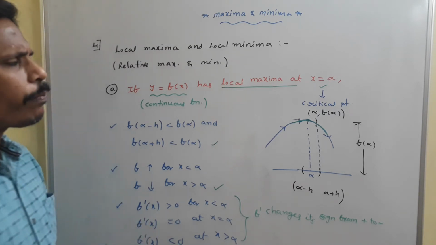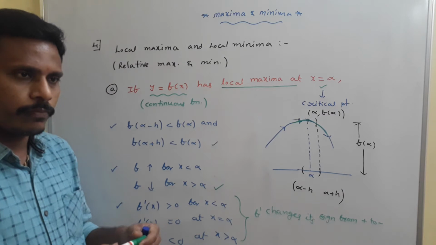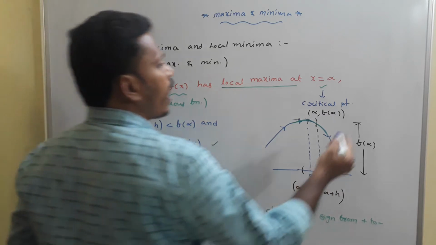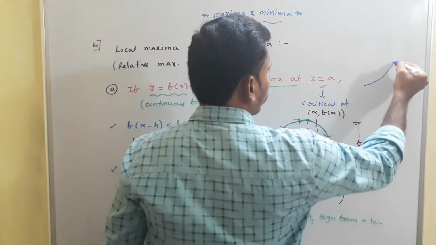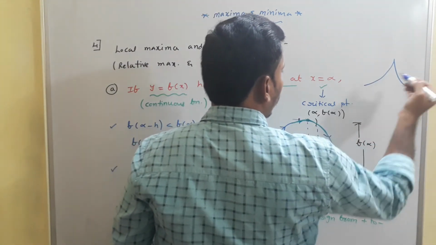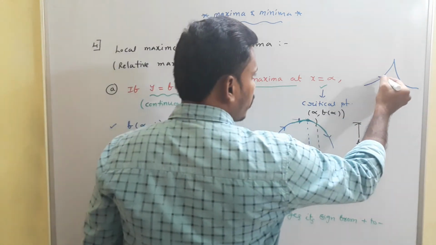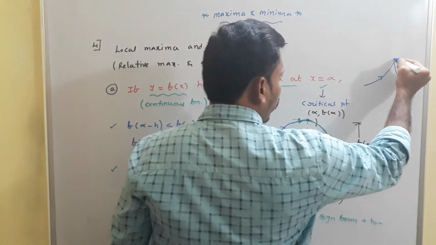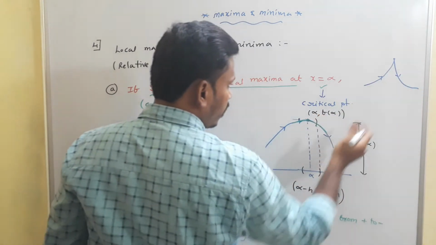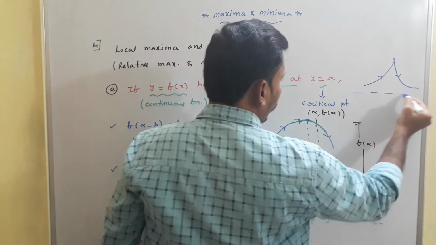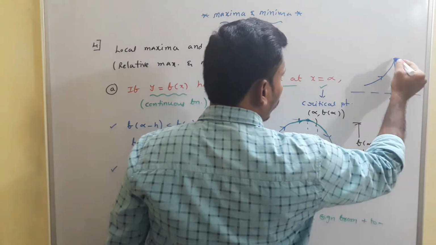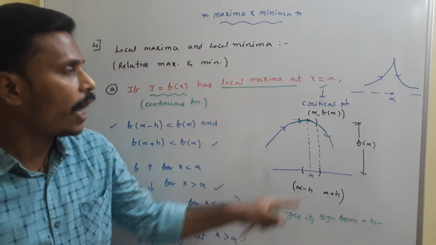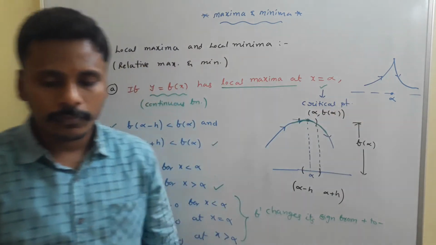I have some more diagrams, possible graphs also. If a function has local maxima at x equals alpha, one more possible diagram is like this. You may get some graphs like this, where the function is increasing in this way. Here increasing, here again increasing. After this point, the function is decreasing. Here it is decreasing, there it is also decreasing. So for this graph also at alpha, we have local maxima. Usually these are the regular graphs and these are some different graphs. Okay, you just have it.